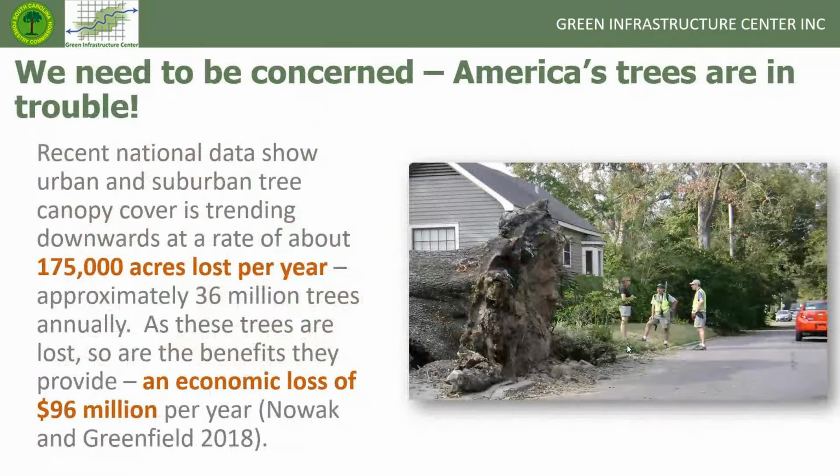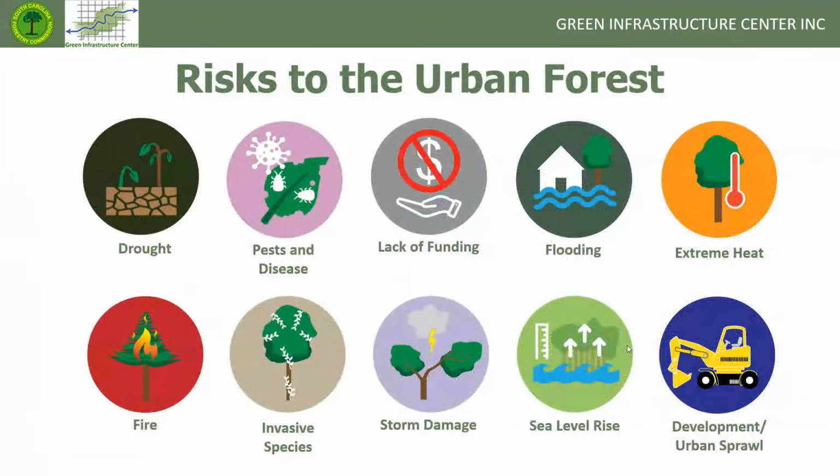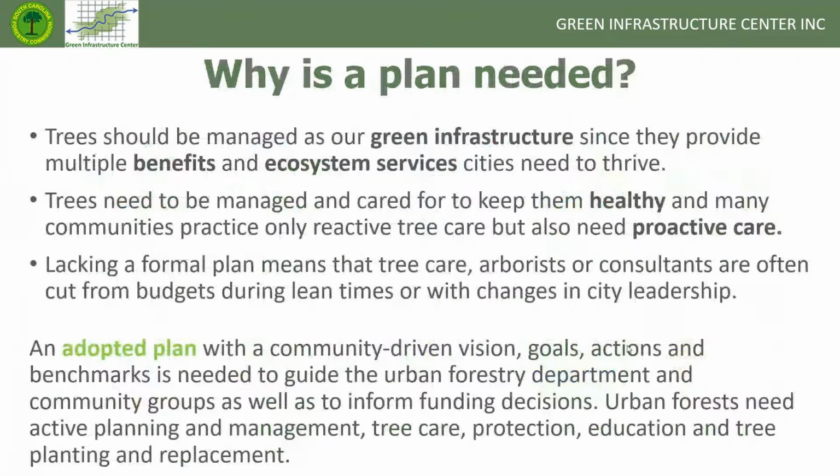America's trees are in trouble. We're losing trees at alarming rates, and this has an economic cost. As these trees are lost, we lose those ecosystem services and benefits that they provide. There are also a lot of risks to the urban forest, from flooding, extreme heat and storm damage, to lack of funding for tree care and development in urban sprawl.